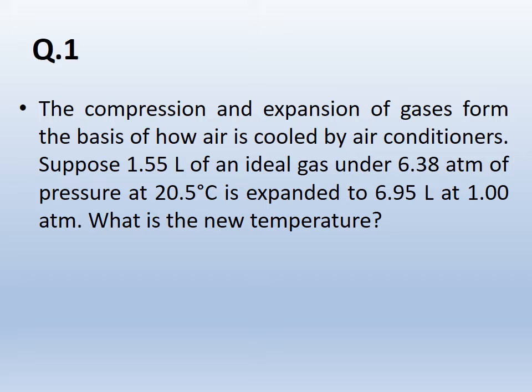What is your V1? V1 is 1.55 liter, P1 is 6.38 atmosphere, and your temperature T1 is 20.5 degrees Celsius, as you are seeing in the question, and V2 is 6.95 liter, and P2 is 1.00 atmosphere. Okay, so each and every thing is given in the question. So now, come on.